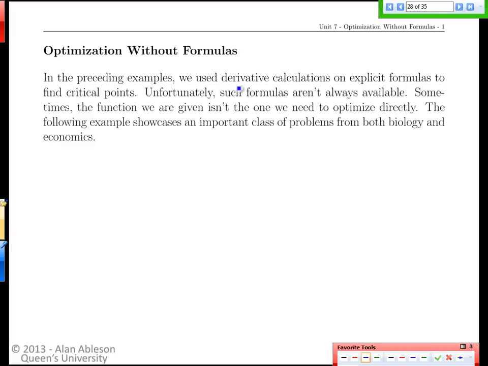In all our optimization examples up to here, sometimes we had to find them ourselves, we ended up with an explicit formula for the relationship between what we wanted, time or cost, and the variables we could control. Sometimes, though, especially in biology and economics, we don't really have exact formulas. We have rough shapes of graphs, but not formulas themselves. So how do we go about tackling those kinds of problems?